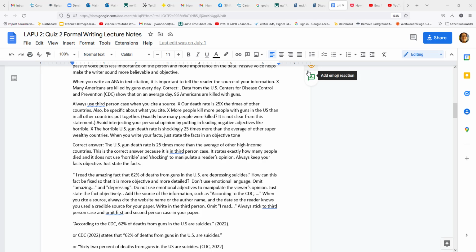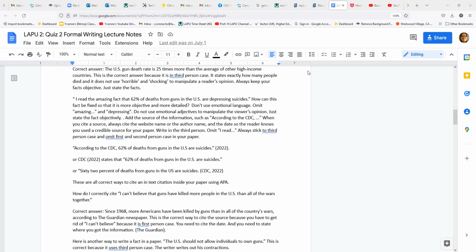Here's another one. Which one is the correct one? "I read the amazing fact that 62% of deaths from guns in the U.S. are depressing suicides." How can this be fixed so that it is more objective? Well, don't use emotional language. Omit adjectives like amazing, depressing. Do not use emotional adjectives to manipulate the viewer's opinion. Just state the fact objectively.